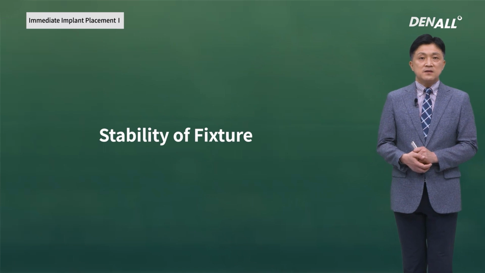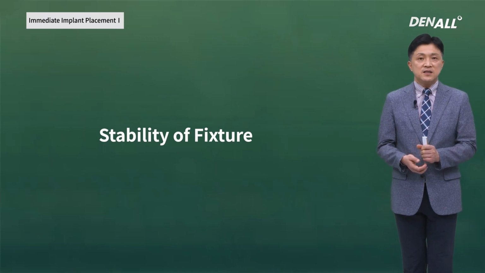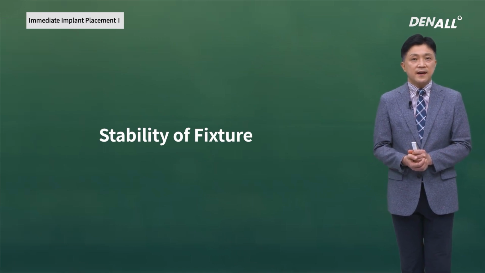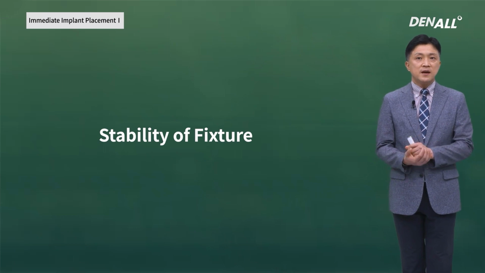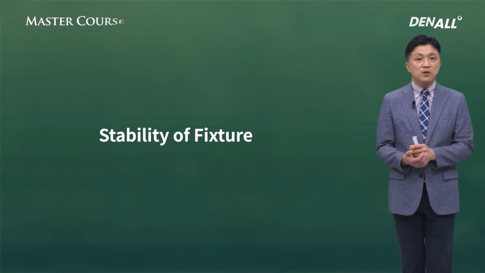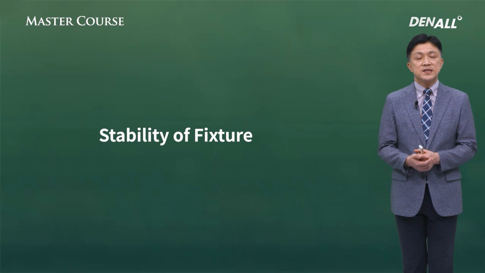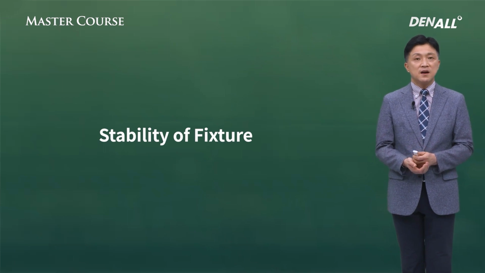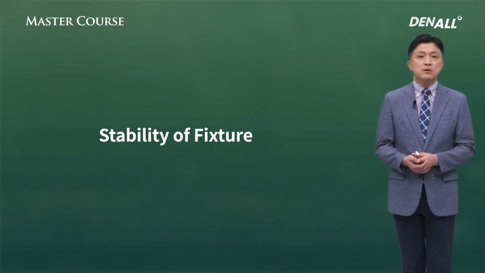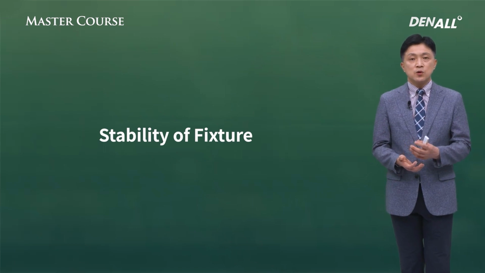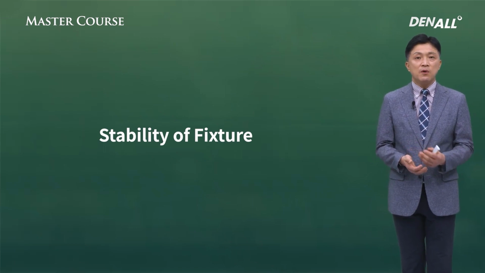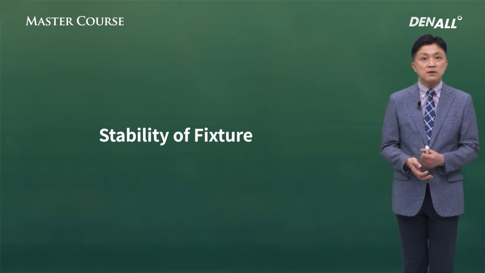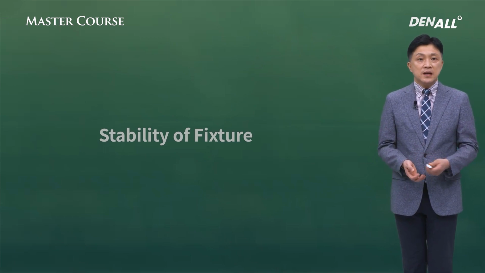Second is primary stability of the implant body. The biggest challenge we have in doing immediate implant placement is to get primary stability. When I come up with a treatment plan and plan for immediate implant placement, I always ask myself whether I will be able to get primary stability or not.